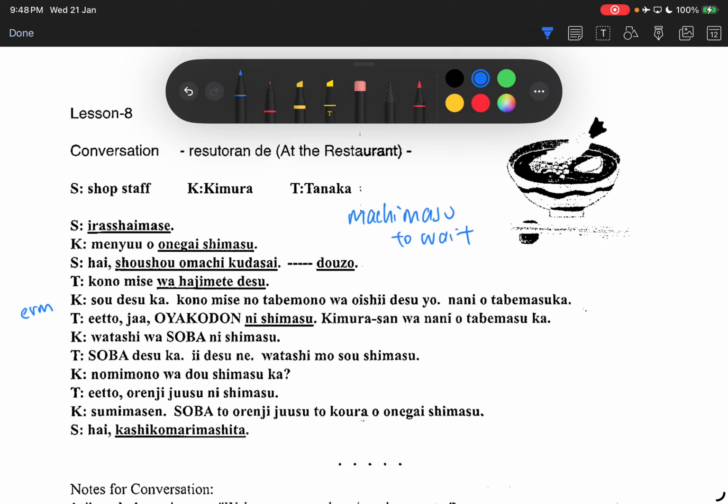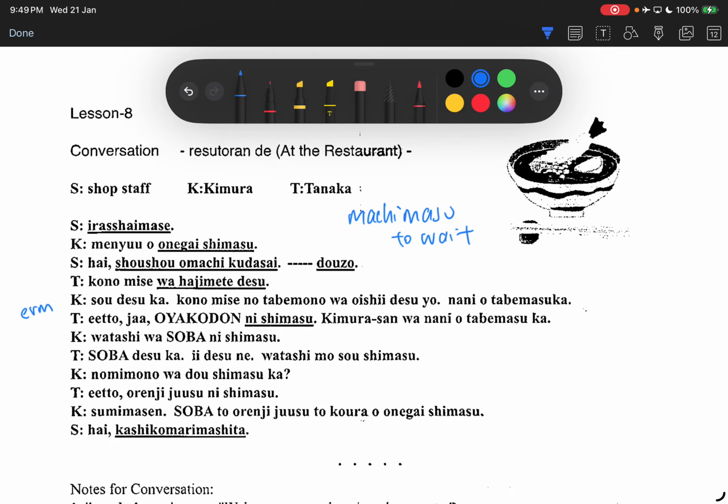Soba desu ne, no. Soba desu ne doesn't really mean that. Soba desu ne simply means it is soba, like you didn't know it's soba. So in this case, ii desu ne is like, oh, it is good. Like, did you know it was good? So it's like, ii desu ne. Good choice. So he's suggesting to him, soba desu ka? Oh, soba? Good choice. Right?